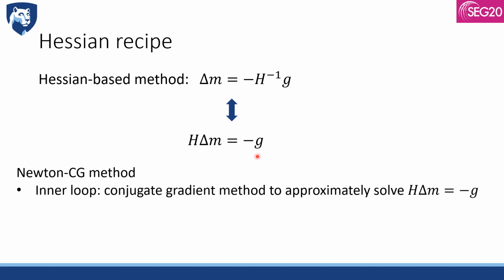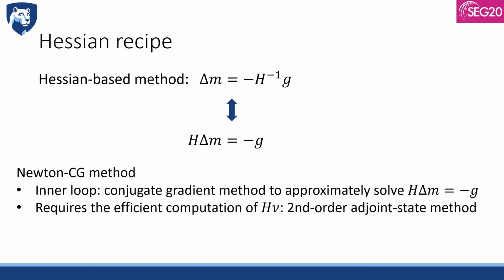In particular, we adopt a framework called the Newton-CG, also known as the truncated Newton's method. At each iteration, we have an inner loop in which we use the conjugate gradient method, the CG, to approximately solve H delta m equals minus g. To make sure the computational load is reasonable, this method requires computing H nu in an efficient way for an arbitrary model space vector nu. In this study, we'll use the second-order adjoint state method, and now let's talk about that.